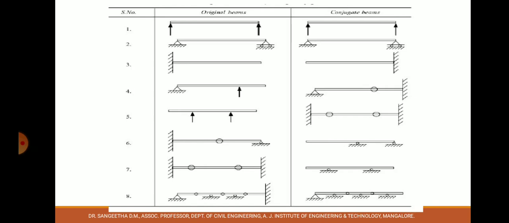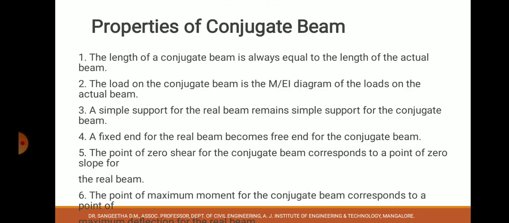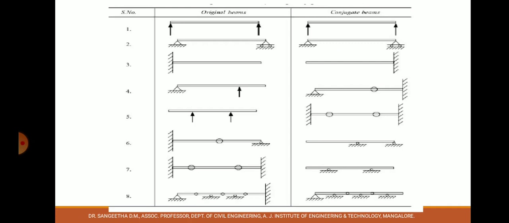These are some examples of the real beams that will get switched over to conjugate beams. If we have a simply supported beam, the conjugate beam will also be a simply supported beam. In the original beam, if one end is a hinge and the other a roller, the conjugate beam will also remain as it is. In the original beam, if one end is fixed and the other end is free, then the fixed end becomes free in the conjugate beam and the free end becomes fixed.